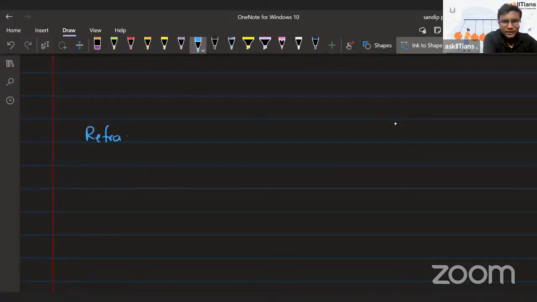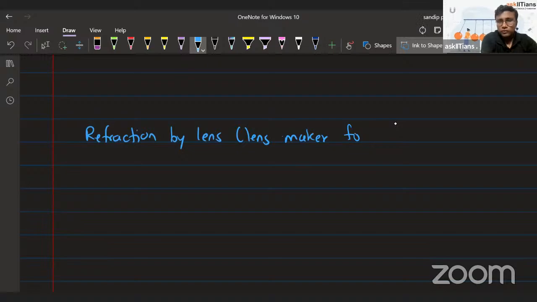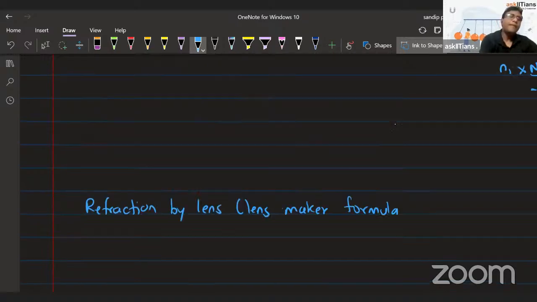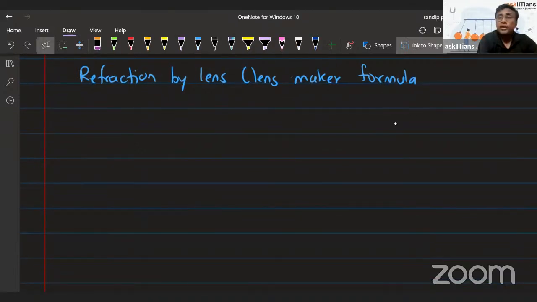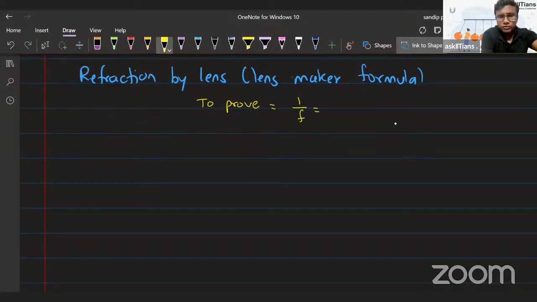Next one we have is the refraction by lens, or lens maker formula. So using the previous derivation, you can also derive the lens maker formula. Lens maker formula means the lens formula, which we already know. So what to prove here? To prove 1 by f is equal to 1 by v minus 1 by u.